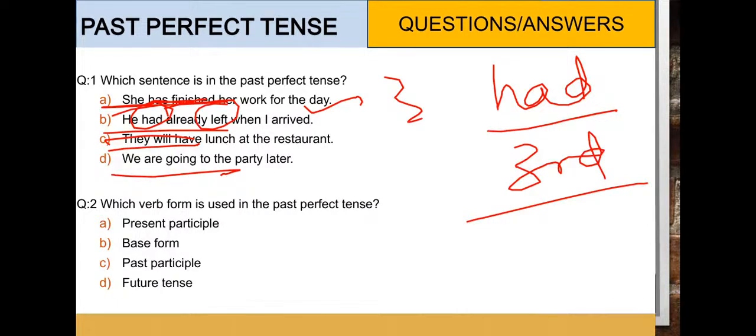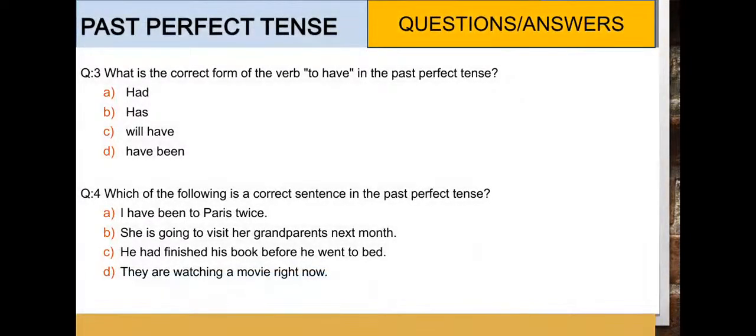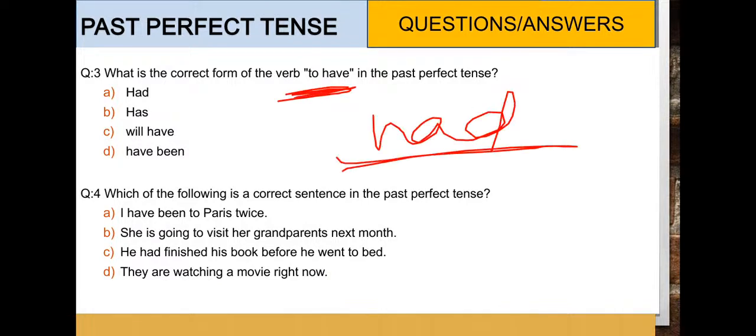Okay, the next one is which verb form is used in the past perfect? Third form. That is past participle. Now, let's get into the third question, which is the correct form of the verb to have. Had is the helping verb. But these are basic things that we mainly forget when we are deciding which helping verb we should use in past simple. Oh, I forgot about the helping verb which is being used in past perfect. That's why this question will be reminding you this is the correct form of the verb to use in past perfect tense, ladies and gentlemen.